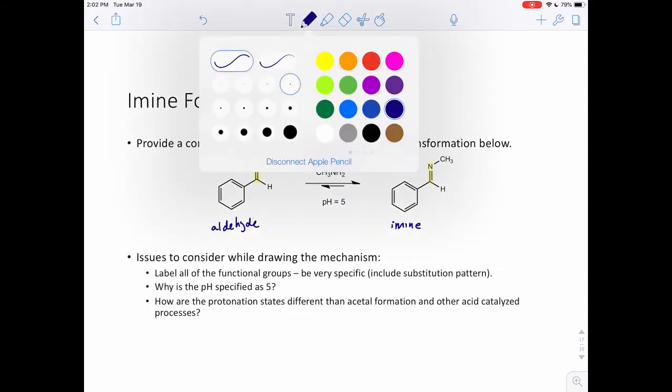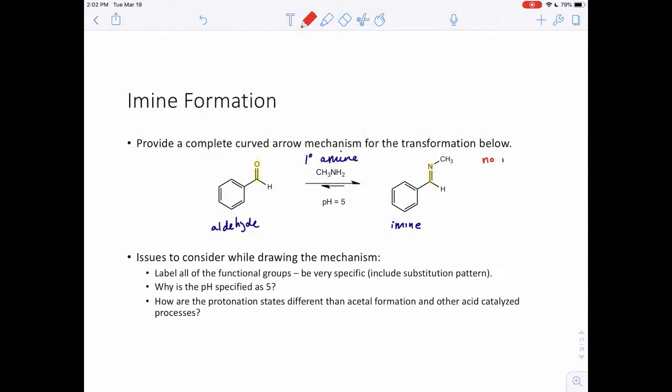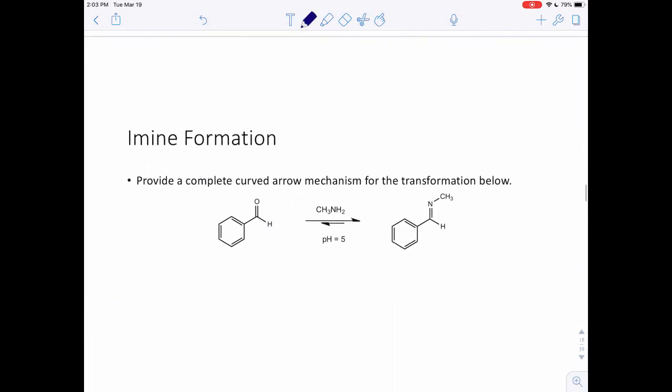Again, there is no redox chemistry happening, right? We have 2 bonds between carbon and oxygen here, 1, 2, and 2 bonds between carbon and nitrogen in the imine, 1, 2. So there's no redox chemistry going on here. All right, last thing, we have this why is the pH 5 question. We'll talk about that. pH 5 is actually really important for this reaction to run at a reasonable rate. And in your textbook, it may call these conditions mildly acidic. Okay, we'll answer the rest of the questions later.